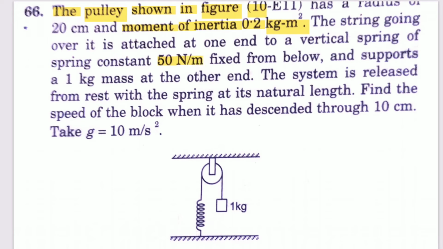fixed from below, and supports a 1 kg mass at the other end. The system is released from rest with the spring at natural length. Find the speed of the block when it has descended through 10 centimeters.